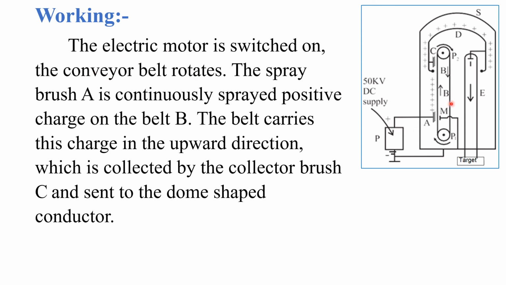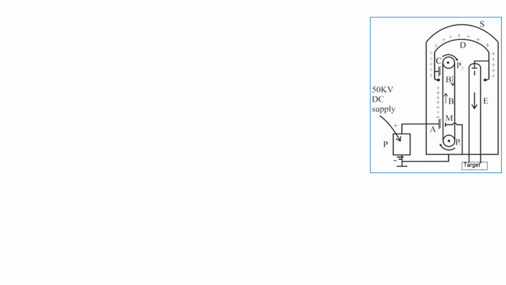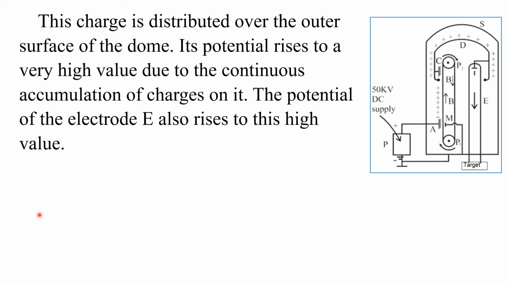Now working. The electric motor is switched on and the conveyor belt rotates. The spray brush A continuously sprays positive charge on the belt B. The belt carries the charges in the upward direction, which are collected by the collector brush C and sent to the dome shaped metallic conductor. This charge is distributed over the outer surface of the dome. Its potential rises to a very high value due to accumulation of the charges on it.